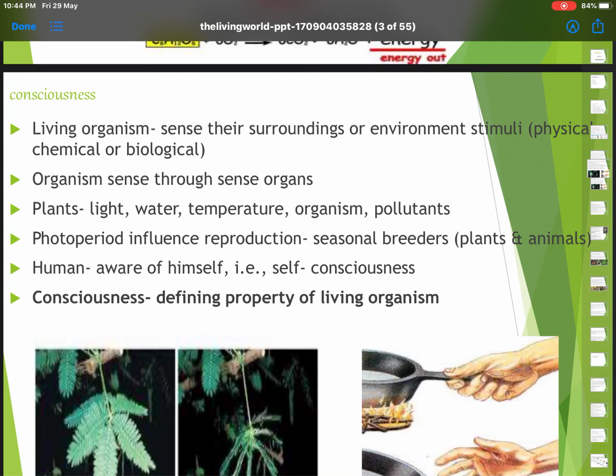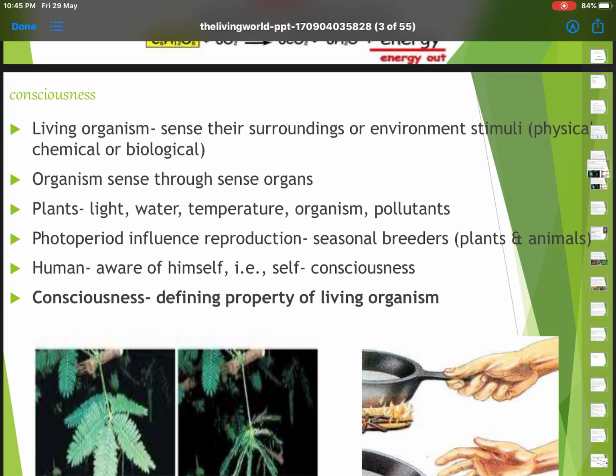The stimulus may be physical, chemical, or biological. The best example that you must have observed is the touch-me-not plant. When you touch the plant, it just folds itself. So that's consciousness, that's a sensation. Similarly, if you keep a potted plant in a room and darken the room, only opening the window through which the sunlight passes, immediately the stem grows towards the window, towards the light source. That means the plant is very conscious.